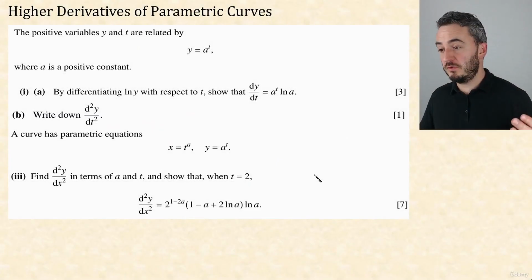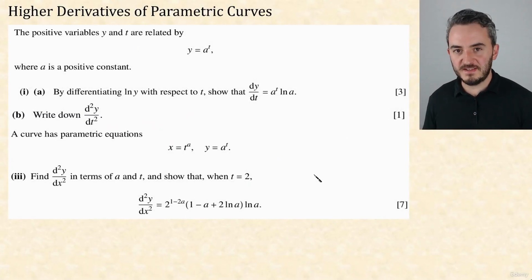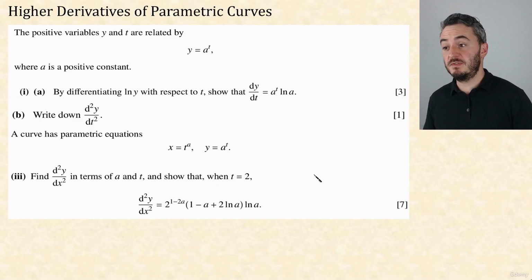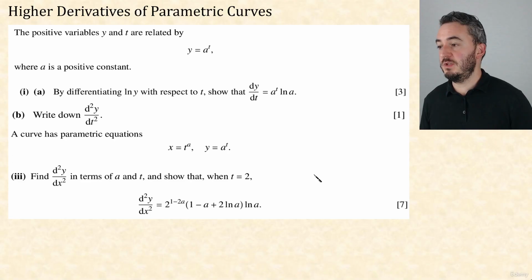In this video, we're going to work through this chunky exam problem on high derivatives as parametric curves. So do pause the video and try this one for yourself. Okay, the positive variables y and t are related by y equals a to the t. A is a positive constant. By differentiating ln y with respect to t, show that dy by dt is a to the t ln a.